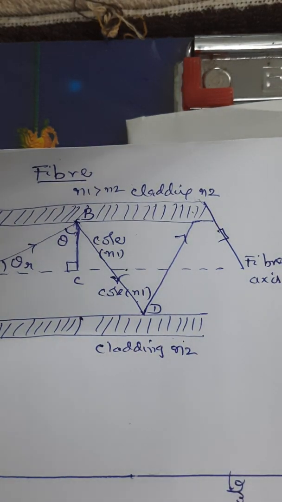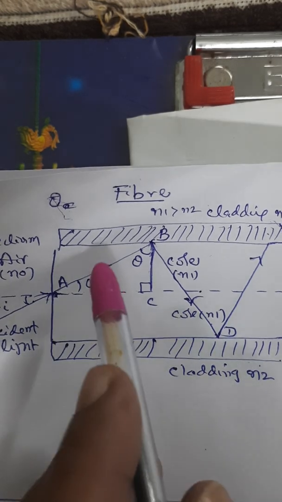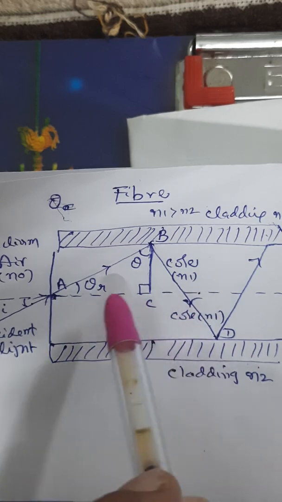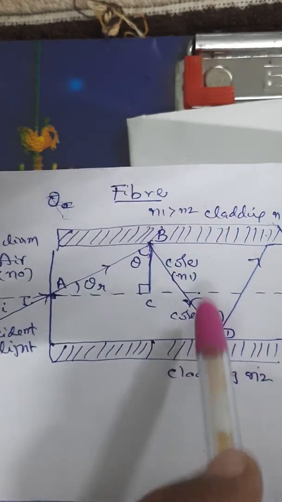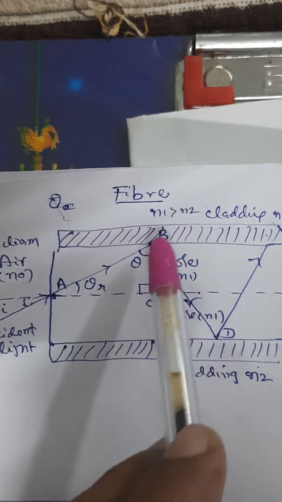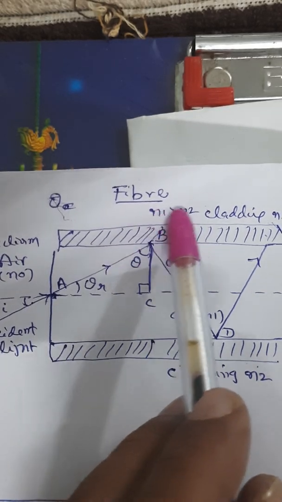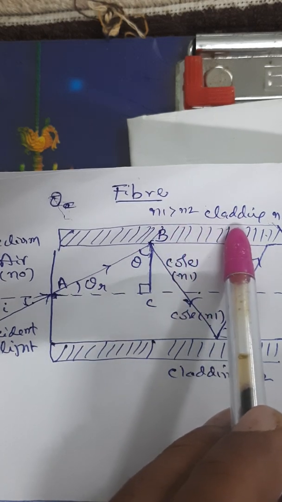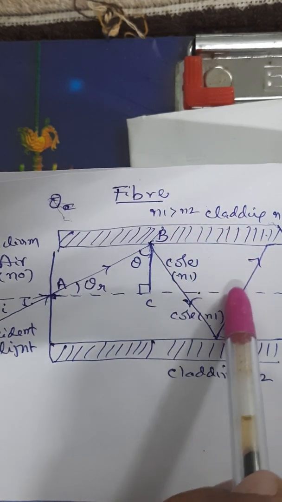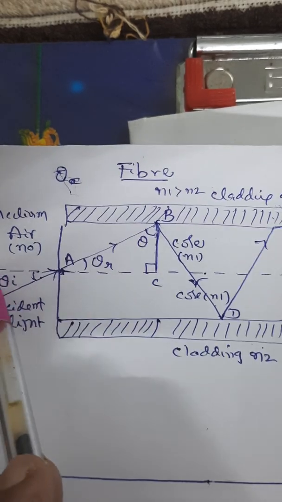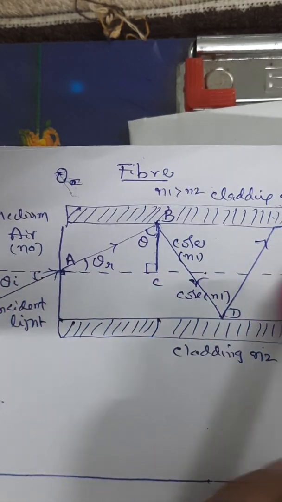So let me explain once again. We are considering a cross-sectional view of an optical fiber having core and cladding of refractive indices N1 and N2 such that N1 is greater than N2, because core is denser medium and cladding is rarer medium. So let us suppose the fiber is in air medium. This is the optical fiber axis.